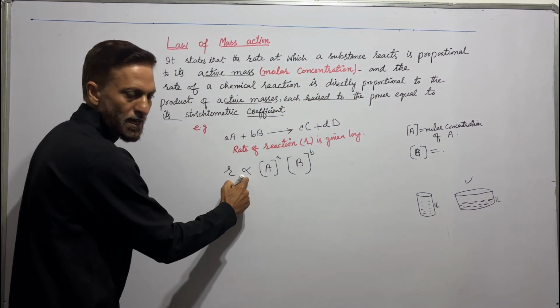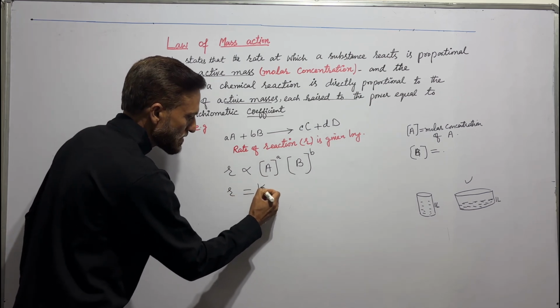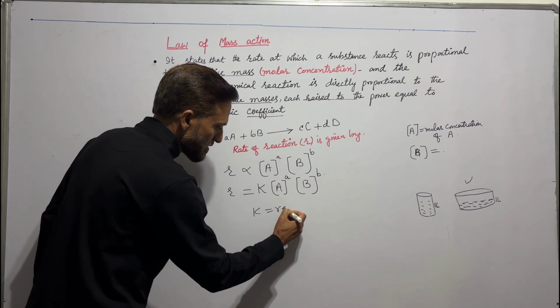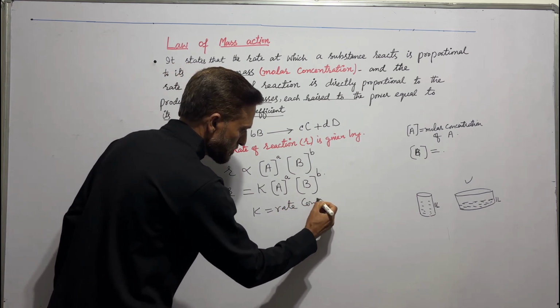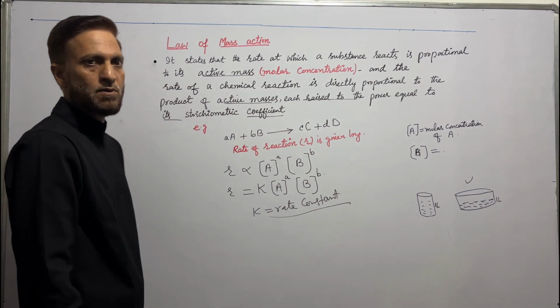If we remove the proportionality sign, then we introduce a constant K, where K is called rate constant. This is law of mass action.